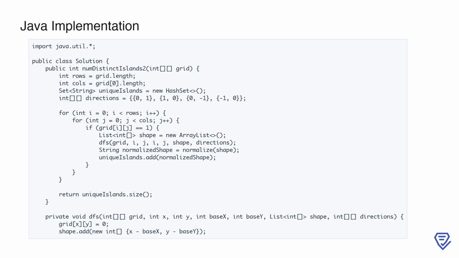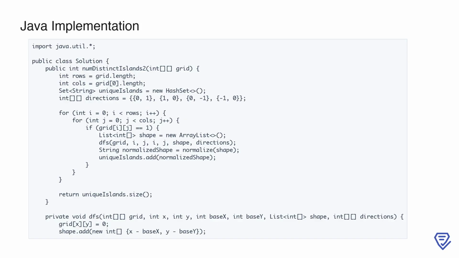The nested for loop iterates through every cell in the grid. When we encounter a land cell, we initialize a list to store the shape of the island and perform a depth-first search using the DFS helper method. This method explores all connected land cells, marks them as visited by setting their value to 0, and records their relative positions in the shape list. Once the DFS is complete, we normalize the shape of the island using the normalize method, which converts it into a canonical form.